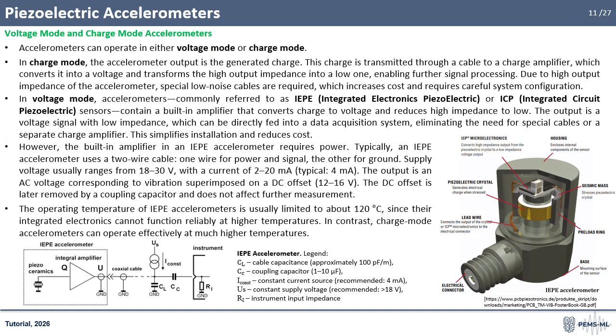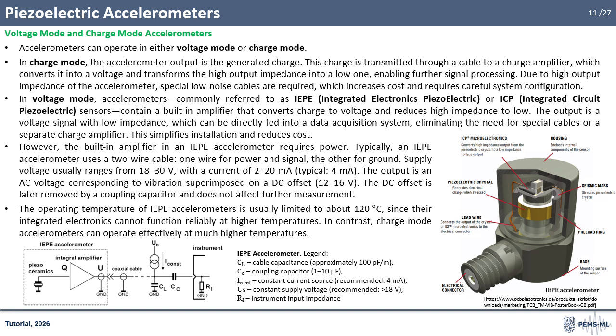Accelerometers can operate in charge mode or voltage mode. In charge mode, the output is an electric charge. This charge is transmitted through a cable to a charge amplifier, which converts it into a voltage and transforms the high output impedance into a low one, enabling further signal processing.